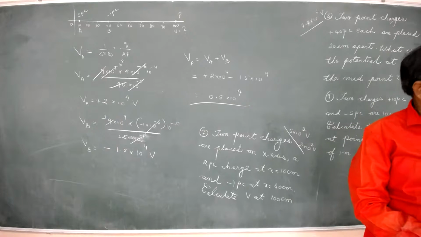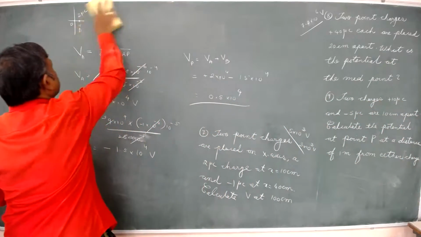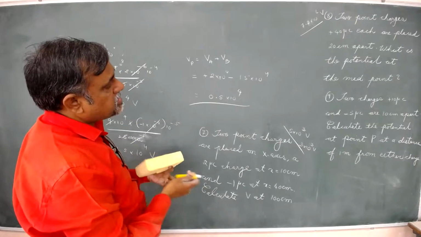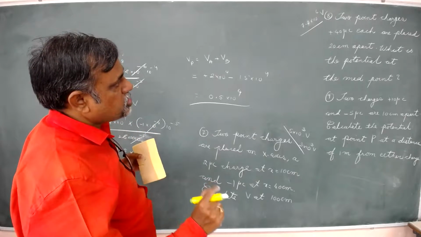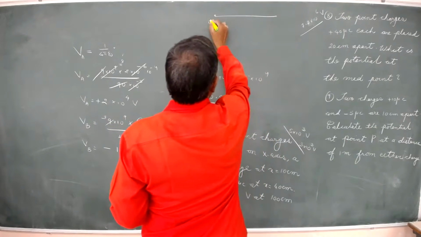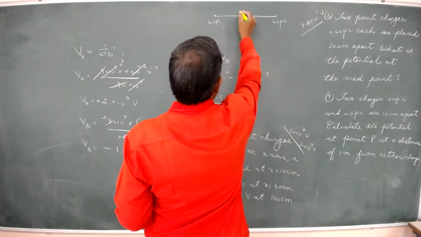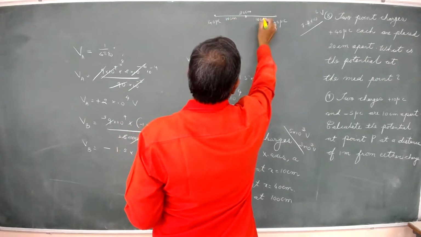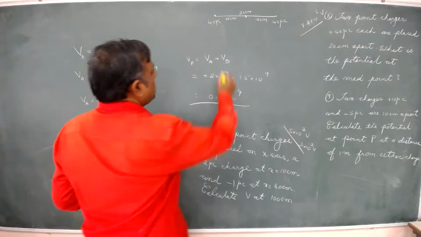Same answer? Okay, let me check it out. The problem is two point charges, plus 40 microcoulomb each, placed 20 centimeter apart. What is the potential at the midpoint? Look at this. Here 40 microcoulomb, and here 40 microcoulomb. The distance between these two is 20 centimeter. At the midpoint means this is 10 centimeter and this is 10 centimeter. That is the midpoint, C.